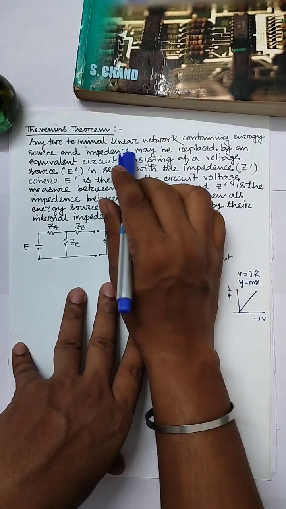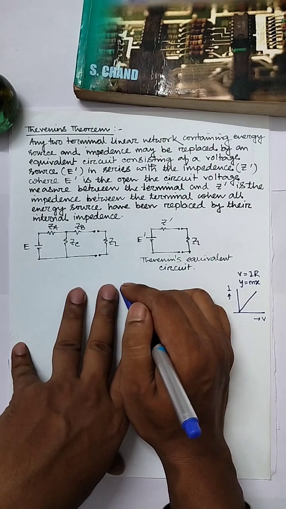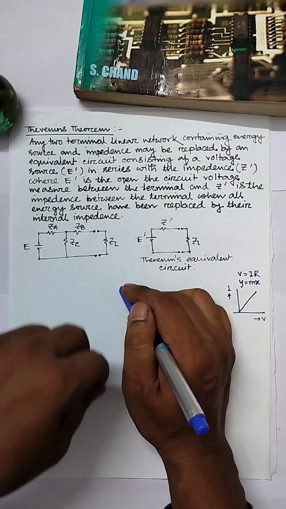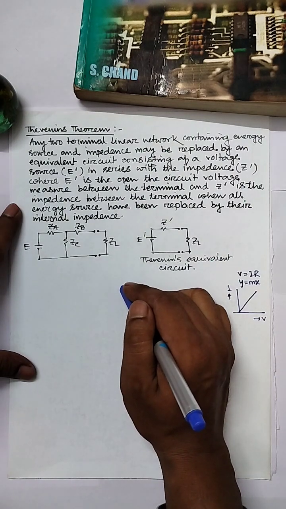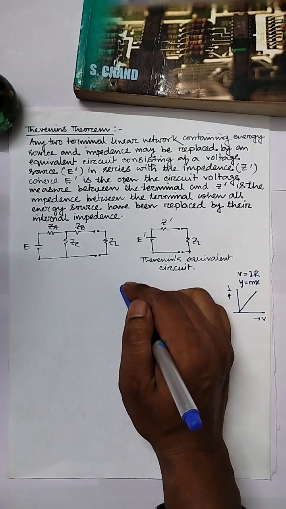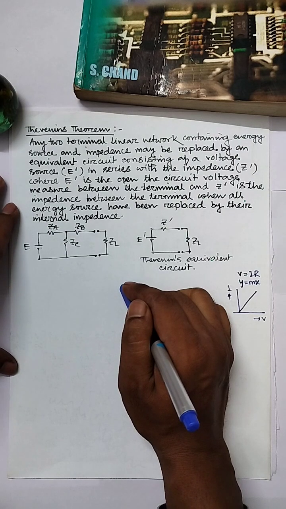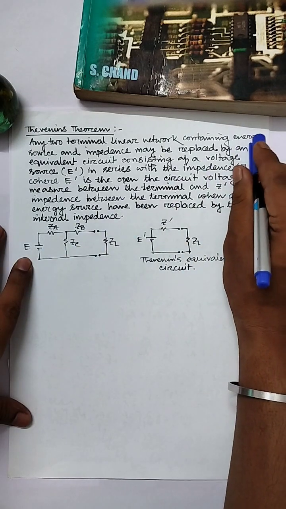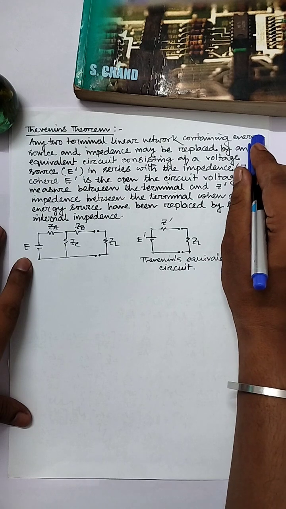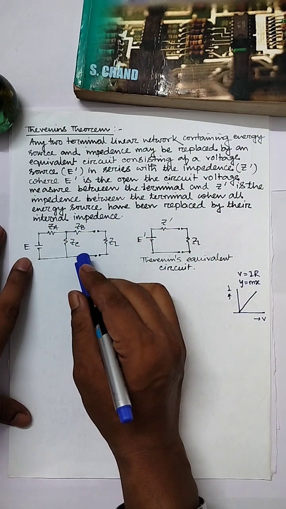Then the circuit is called a linear network, and the circuit should contain components like resistance, capacitor or inductor, because diode, transistor and such components are not linear, as their current-voltage characteristics are non-linear. And obviously the circuit contains an energy source, which may be a voltage source or a current source, and impedance, that means resistance, capacitor or inductor.